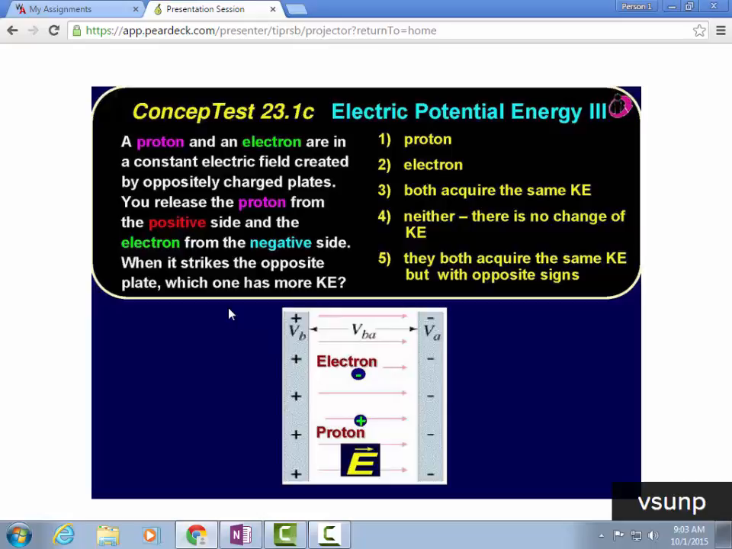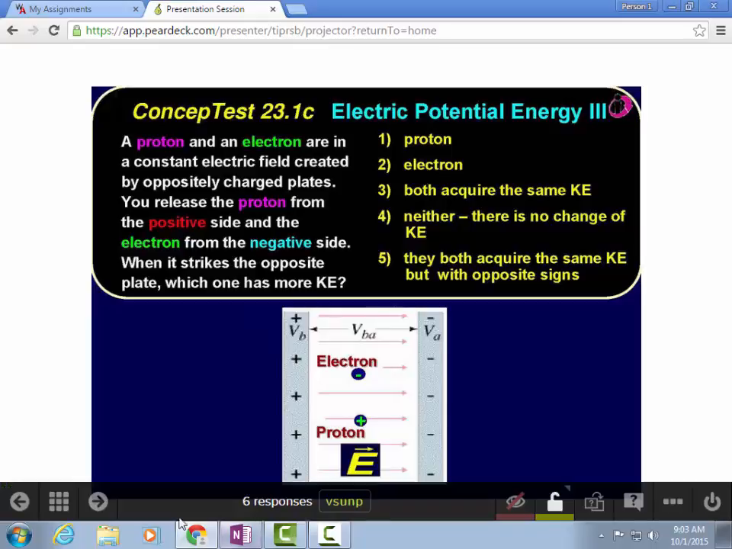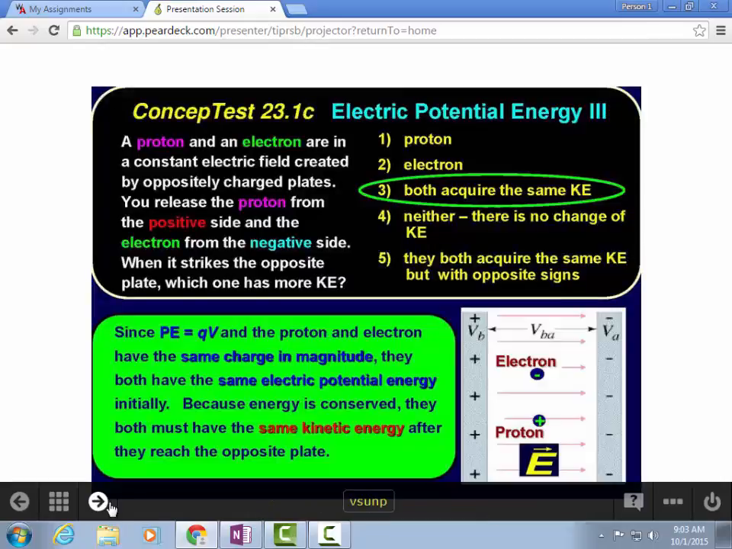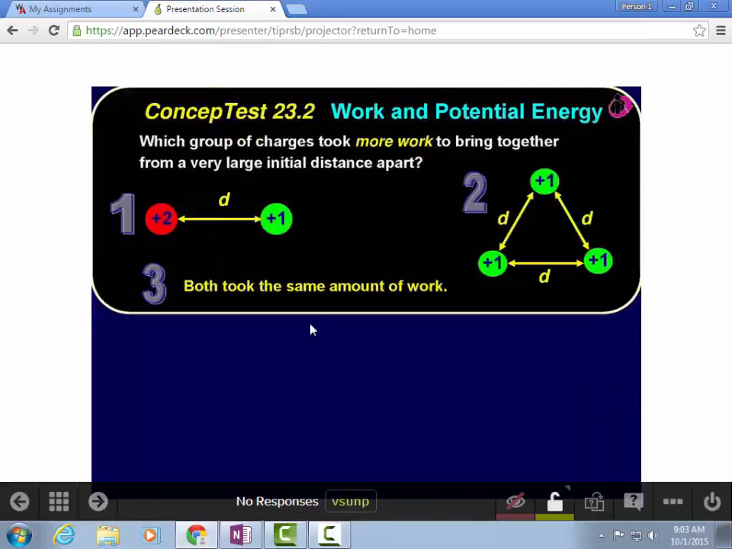Does everybody follow this? Everybody follow the logic? Can you repeat that one more time? So, U equals QV. V is the same for both. Q is the same for both. U is the same for both. Right? Change in U equals change in KE. They're both starting from rest. There you have it. They're both equidistant. Kinetic energy is going to be the same. Perfect. Troll question.